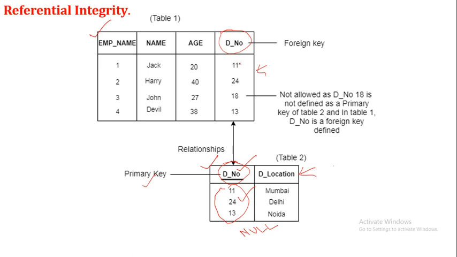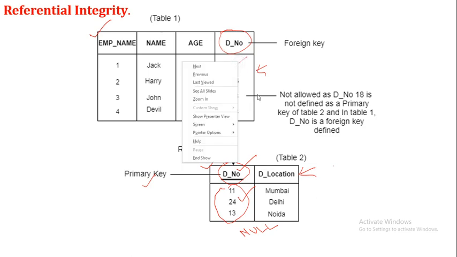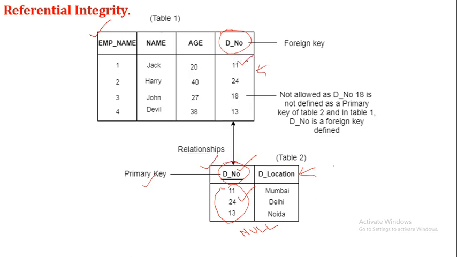But if you see here in this table, except 11, 24, and 13, we have an unknown value, which is 18, which is not permitted. So this constraint has to be particularly mentioned, or imposed on the database, so that the rules and regulations are not violated. This is one of the integrity constraints that we need to have in your database system.